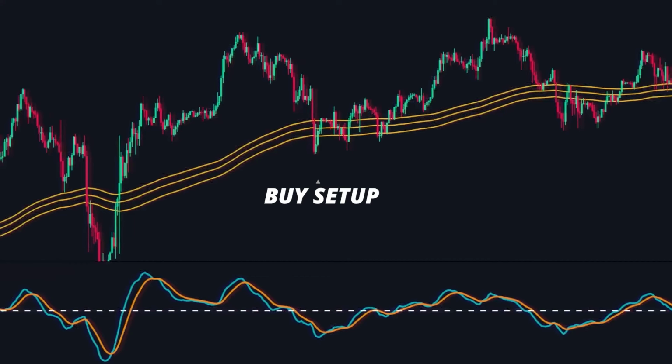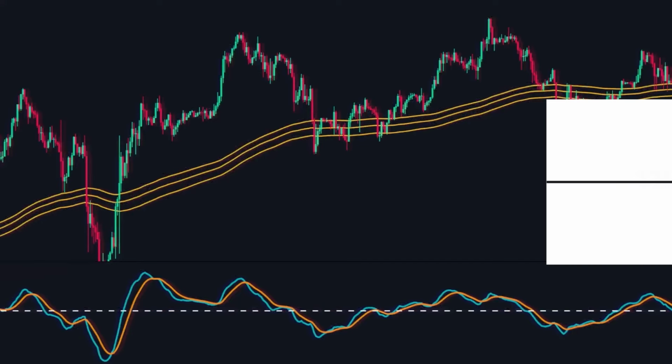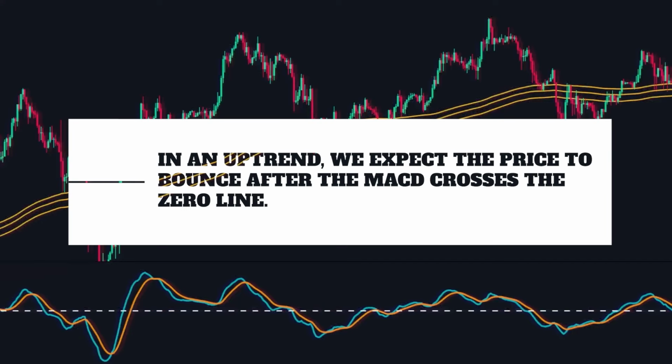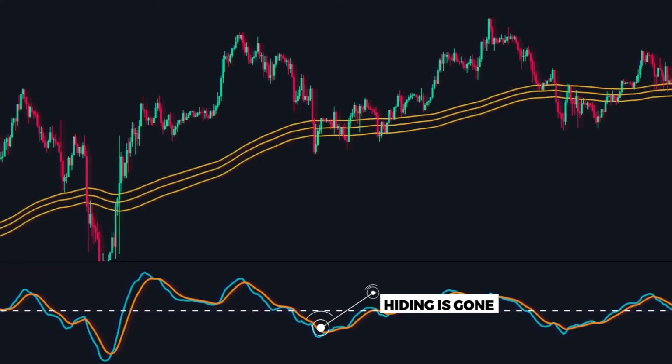Here's a buying setup. The price rose sharply and held above the upwardly sloping bands, indicating an uptrend. When the price returns to the EMA bands, we expect it to find support and continue its upward trend. We also see that the MACD line has crossed below the zero line. In an uptrend, we expect the price to bounce after the MACD crosses the zero line. This means that the selling pressure is gone, and the price may resume its uptrend.